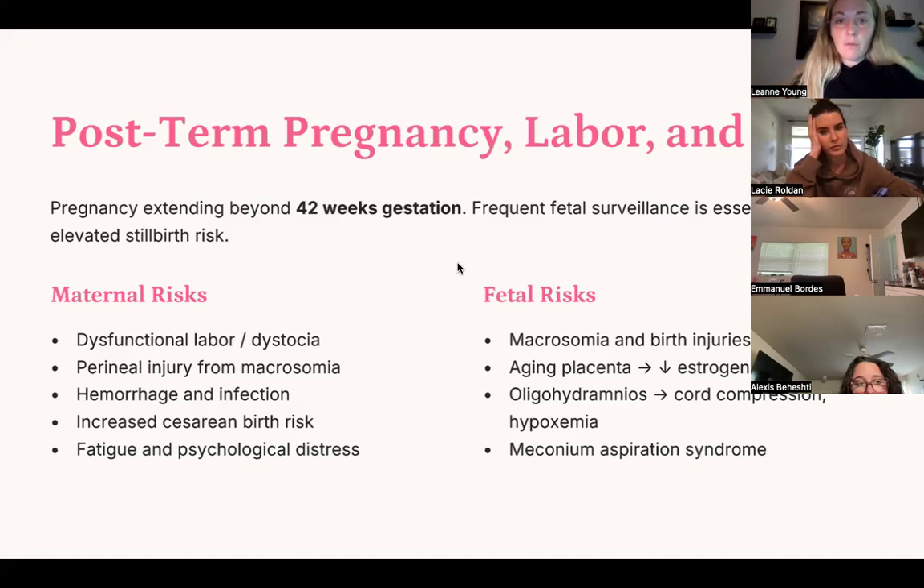From a fetal standpoint, with the risks associated for the baby with post-term pregnancy, they are going to be bigger most of the time, which increases our risk for birth injuries, like a clavicle fracture with a shoulder dystocia. If the baby is really big and they're not coming down easily through the vaginal canal, and we decide it needs to be an assisted vaginal delivery, so we're looking at a forceps birth or a vacuum-assisted delivery, that poses risks for baby as far as birth injuries go as well, which we'll talk about a little bit later in this PowerPoint. So all of those things can increase the risk for baby.